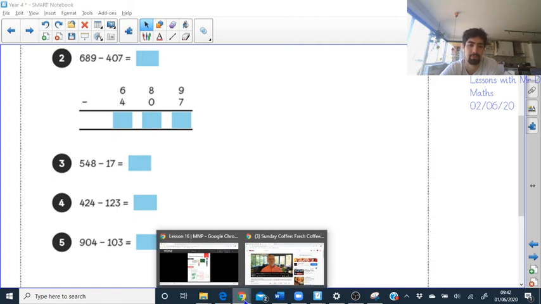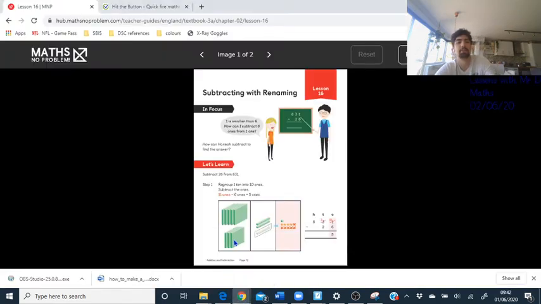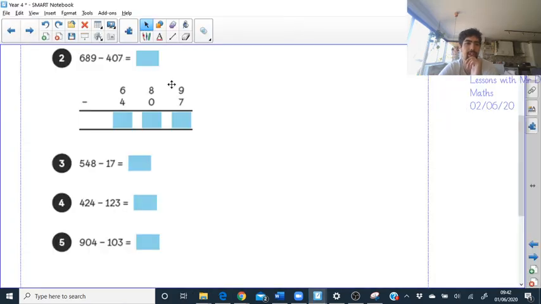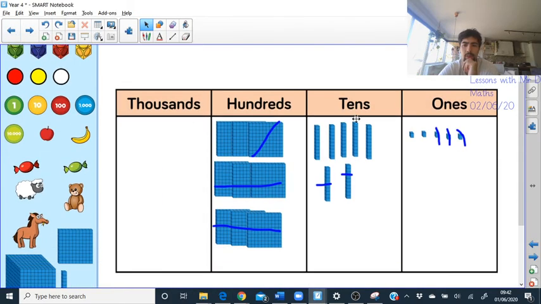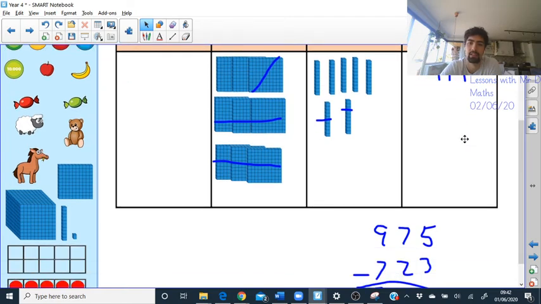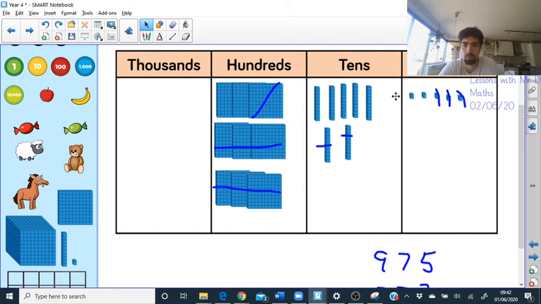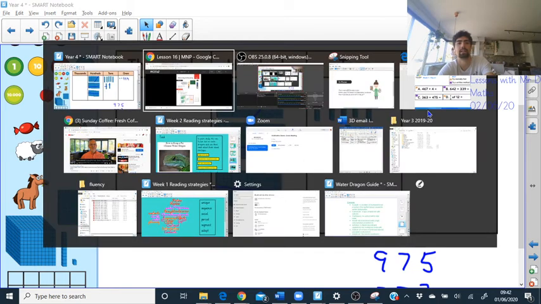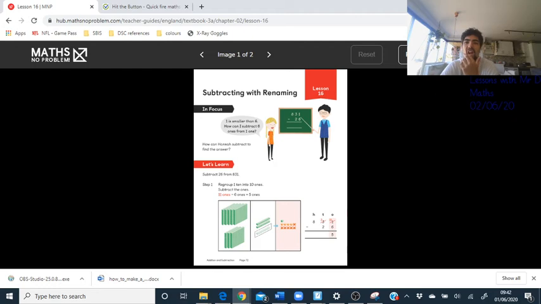So renaming simply means, let's go back to the question that we did here. It was quite easy because the numbers that I was taking away worked out. Imagine if I was to take away 6 ones. Well, on the face of it, I wouldn't be able to do that because I've only got 5 ones. However, there is a mathematical way of doing this. Let's have a look.